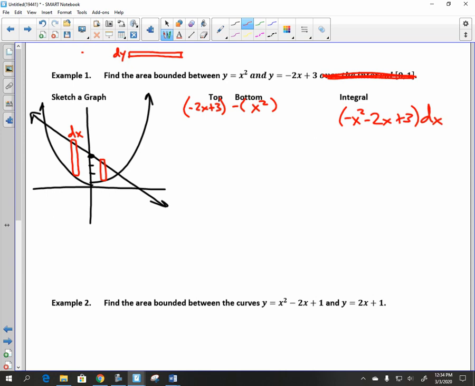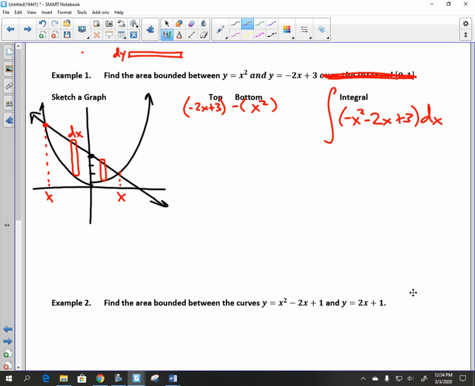How many rectangles do I want? Infinite. No problem. We just do that. What am I missing? The bounds of integration. So I need to decide where I start and where I stop. Everybody agree that I start there for some x value and I stop there for some x value? I wish I could figure those spots out.